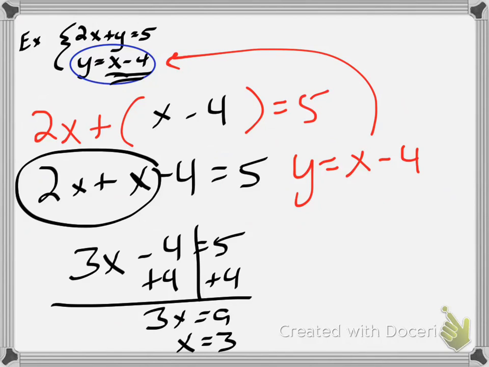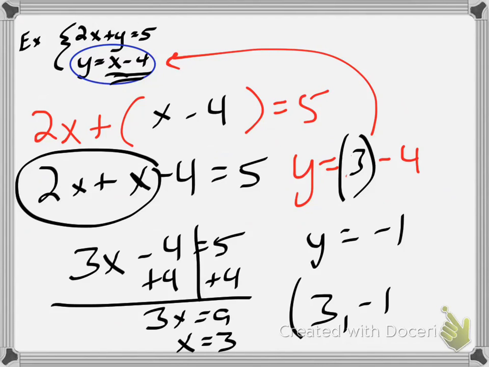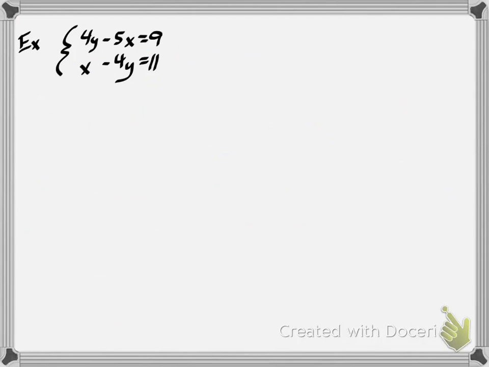But instead of x, I'm going to put 3. So that's what we found out x equals. So 3 minus 4 is negative 1. So my ordered pair is 3 comma negative 1. That's it. Let's try another one.